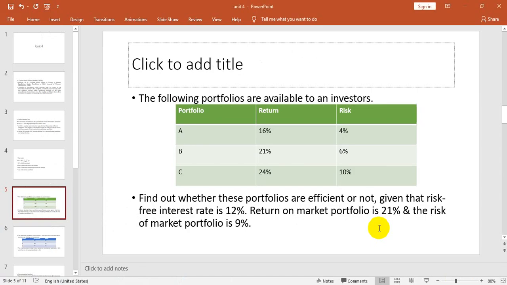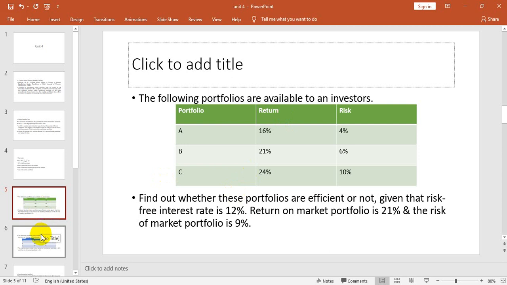So this is what the question is. It's simple, right? How are you going to predict this is a CML problem? He is asking how many of them are the efficient portfolios. So what you have to do is calculate the CML and give out a conclusion. After calculation, they have to be equal to these values. If they are equal, that means they are efficient. If they are not equal, that means they are inefficient portfolios. So that is the conclusion you need to give out.